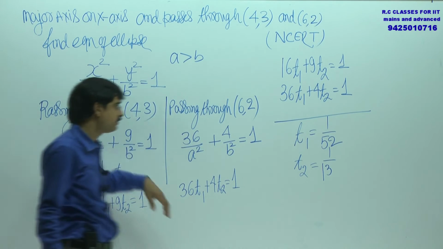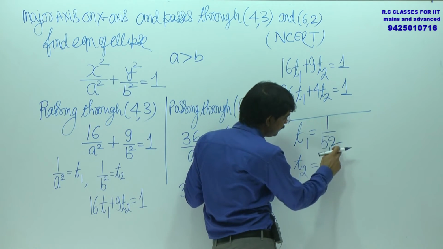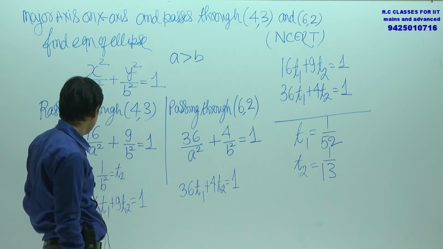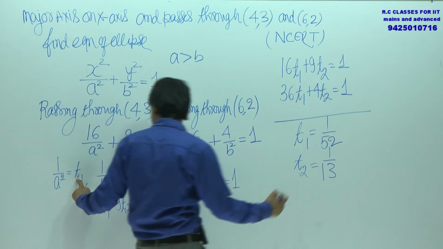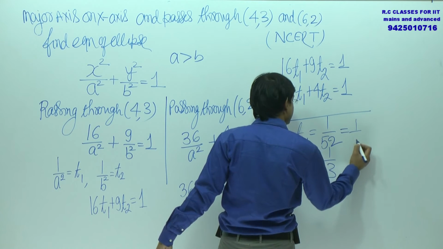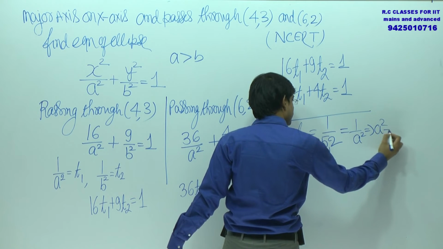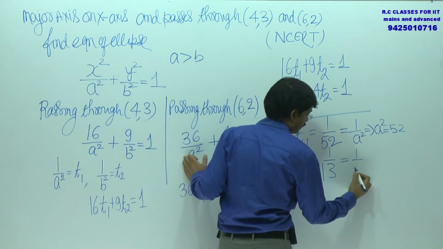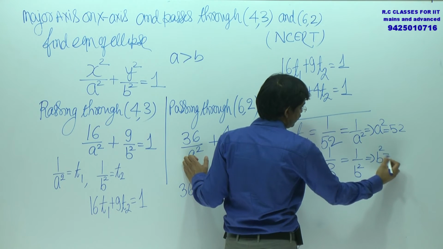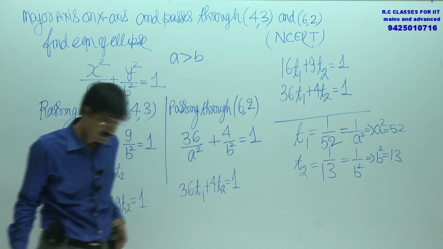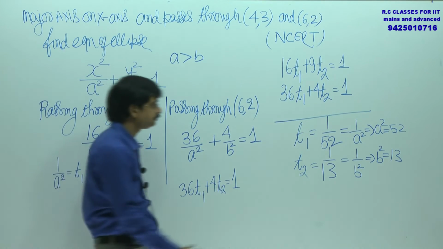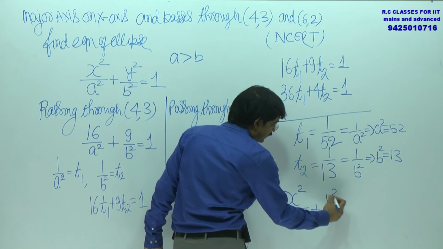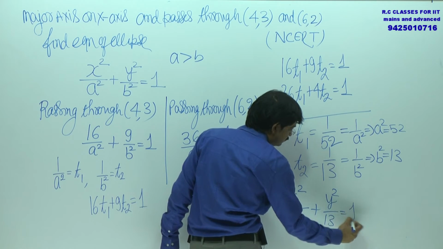So on solving these two linear equations, the values which you are getting are t1 equals 1 by 52 and t2 equals 1 by 13. t1 की value 1 by 52. t1 I have taken as 1 by a square, so a square is coming as 52. t2 I have taken as 1 by b square, so b square is 13. So yes, the equation of the ellipse is x square by 52 plus y square by 13 equals 1.